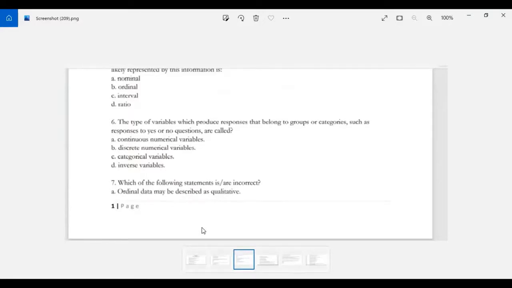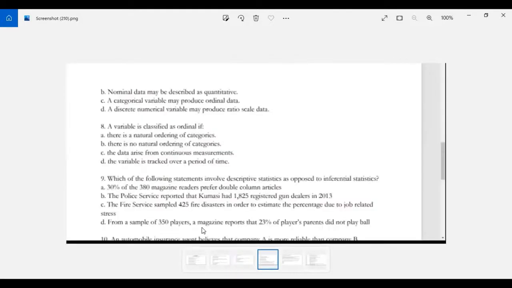Which of the following statements is or are incorrect? Okay. A. Ordinal data may be described as qualitative. Is that one correct or incorrect? It's correct, because qualitative is under what? Qualitative or categorical, and ordinal is under what? Categorical. Correct.